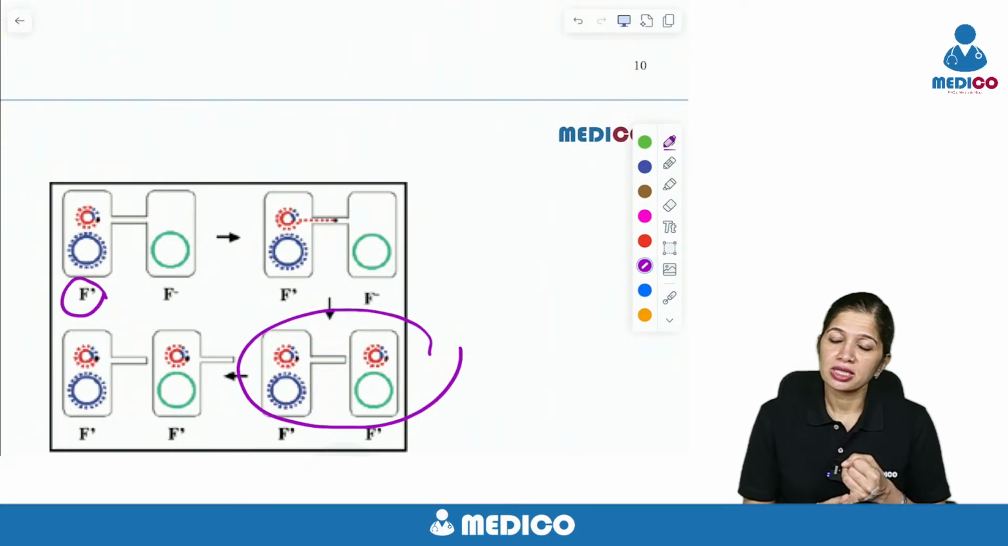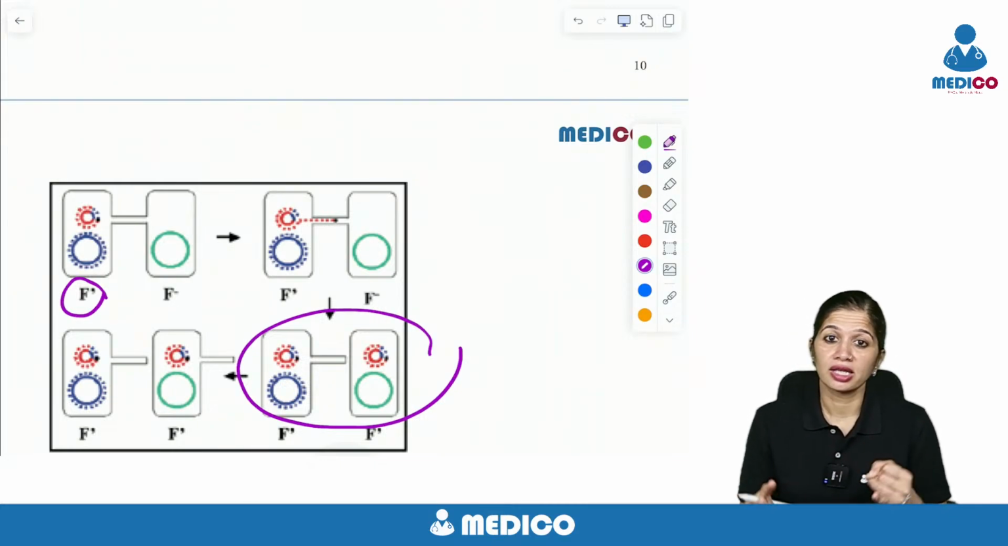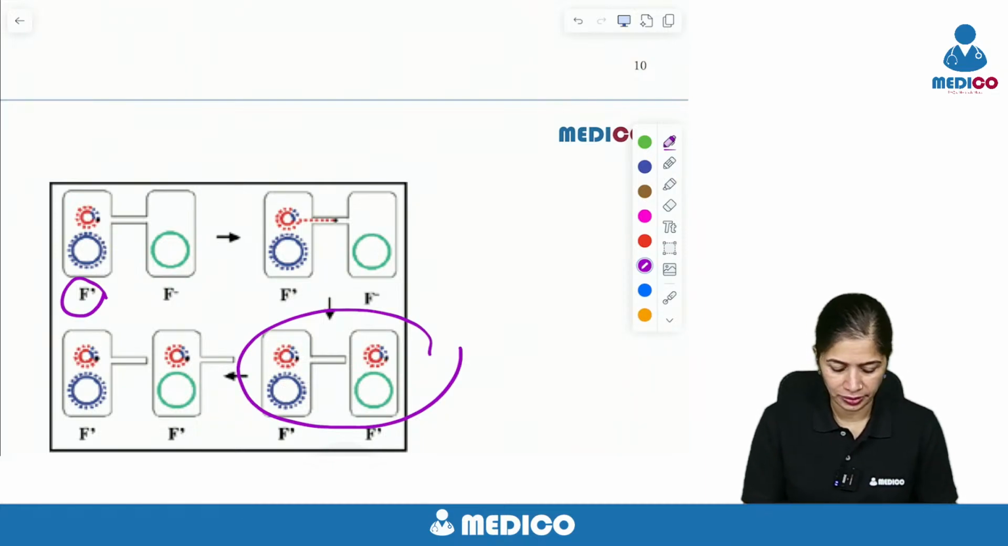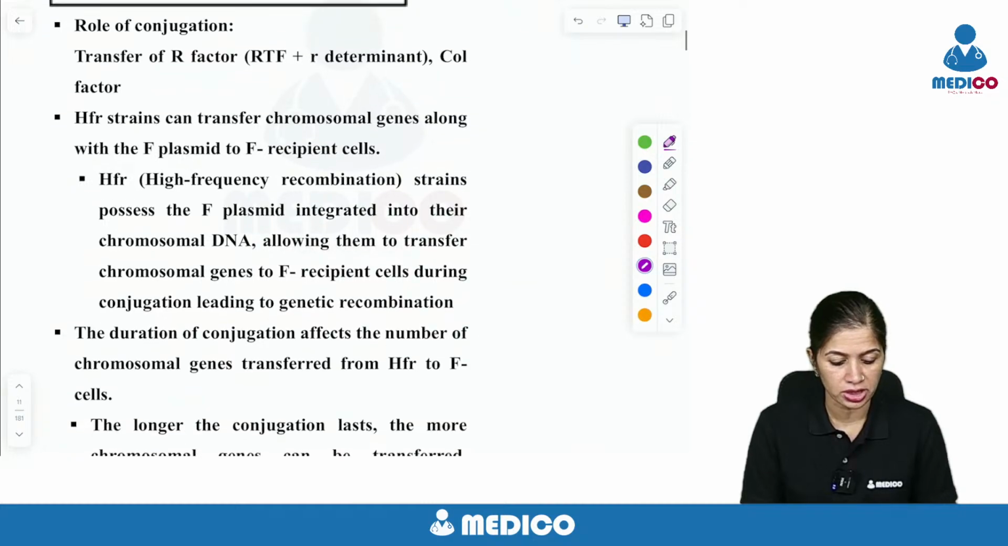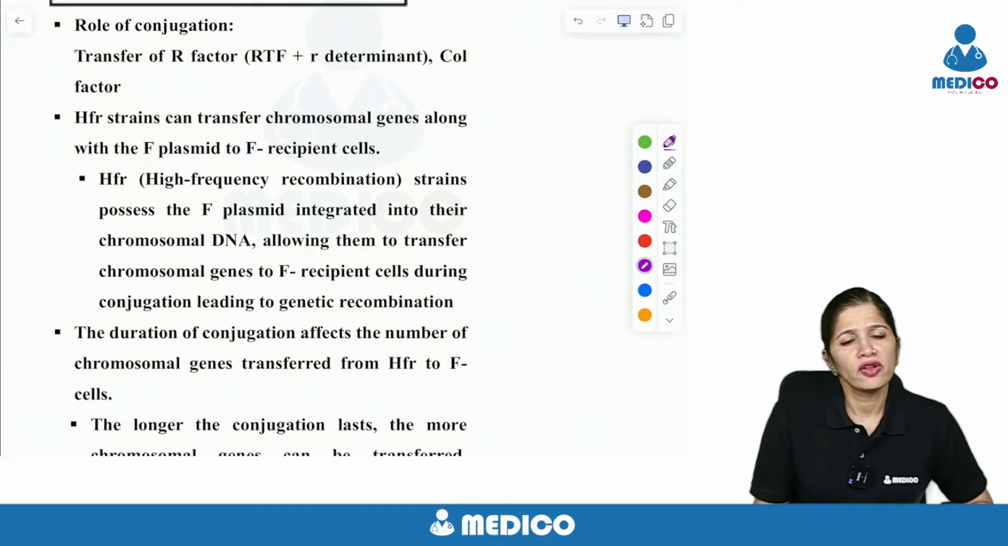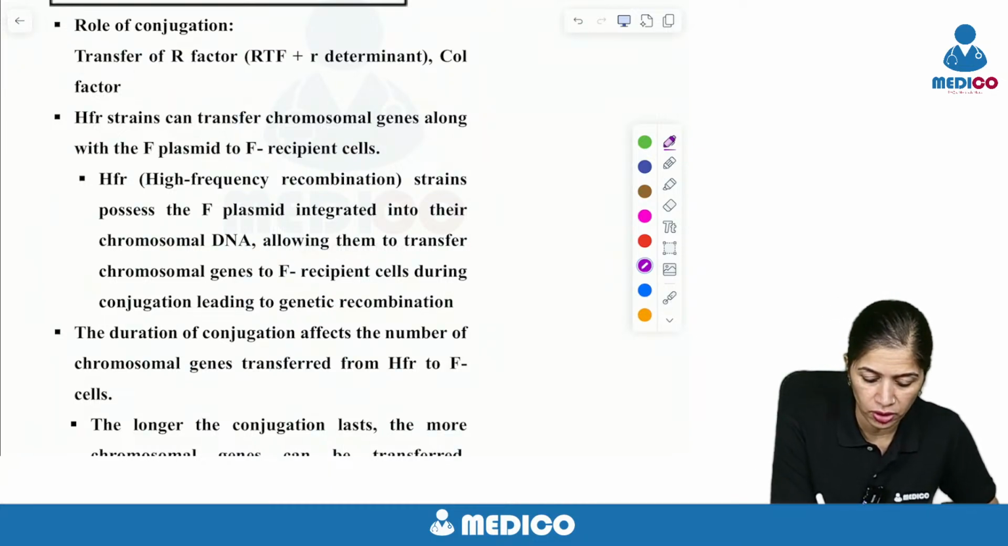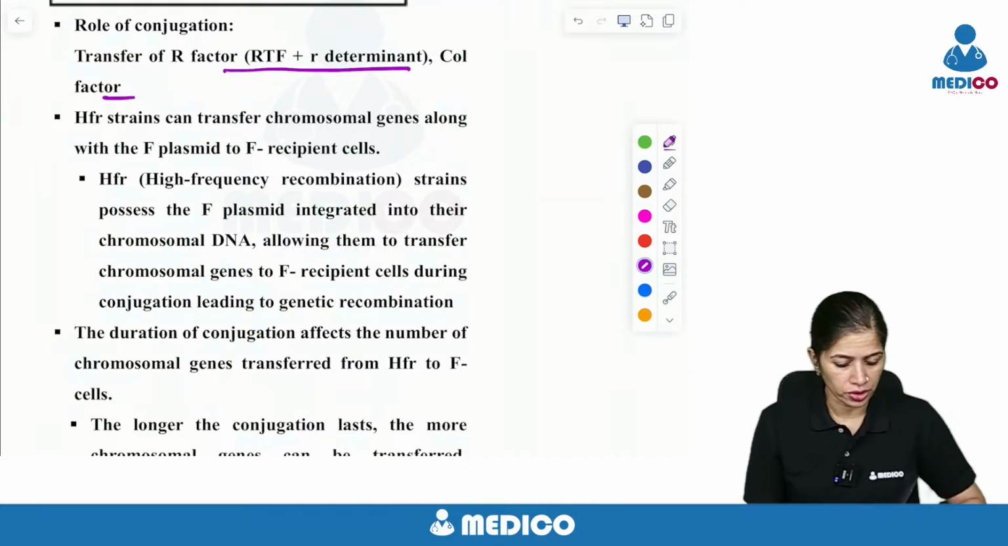When an F plus conjugates with an F minus, the resulting cell is F plus. Okay. Now you are not going to make this wrong, right? You all have understood it. So what is the role of conjugation? It's mainly for the transfer of resistance genes as well as for the transfer of col factors. Okay. So for all this you need conjugation.